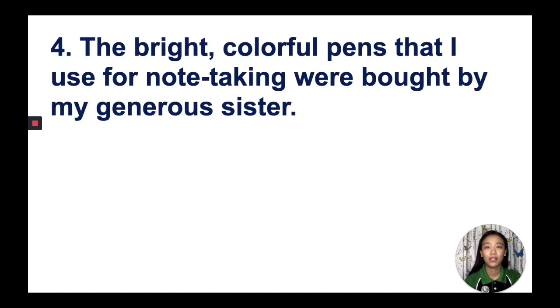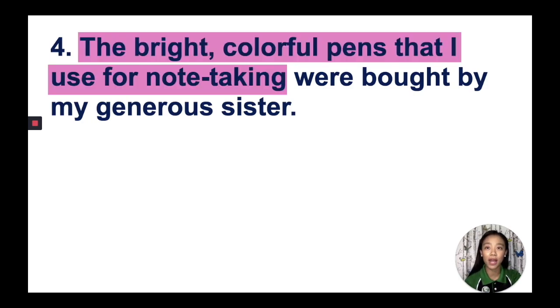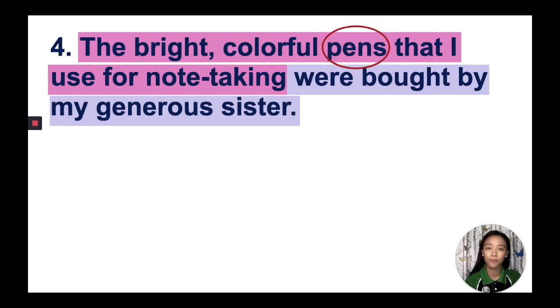Number 4. The bright, colorful pens that I use for note-taking were bought by my generous sister. Pause this video as you try to identify the complete subject, complete predicate, simple subject, and simple predicate. Let's answer. The complete subject in this sentence is the noun phrase, the bright, colorful pens that I use for note-taking. The complete predicate is the verb phrase were bought by my generous sister. The simple subject is pens, and the simple predicate is the verb phrase were bought.